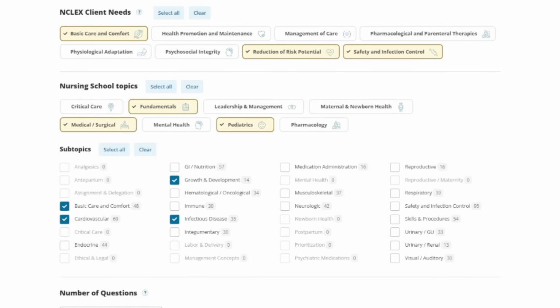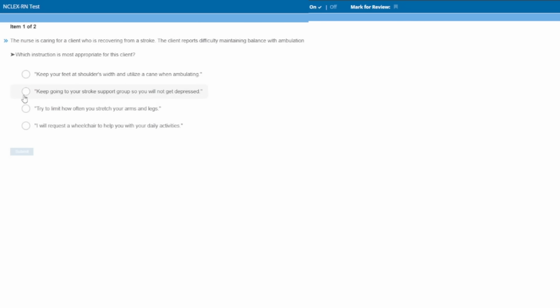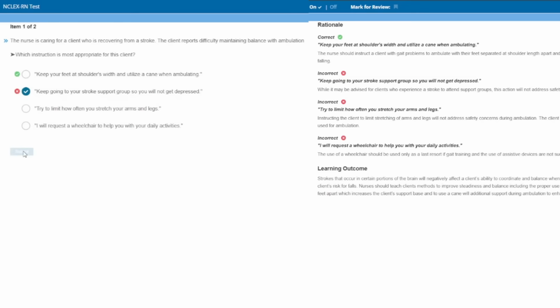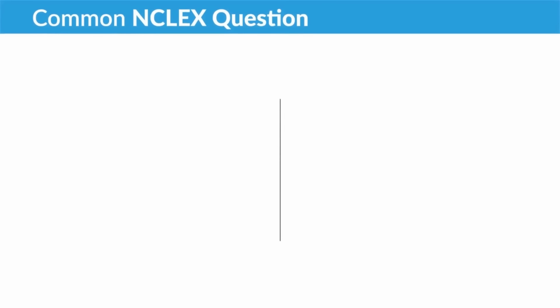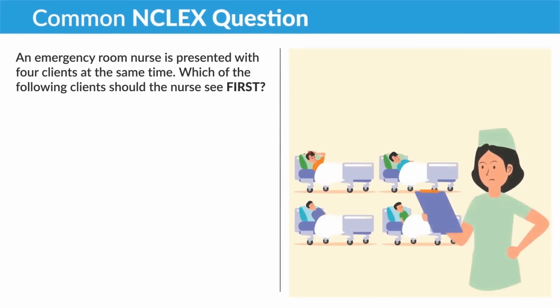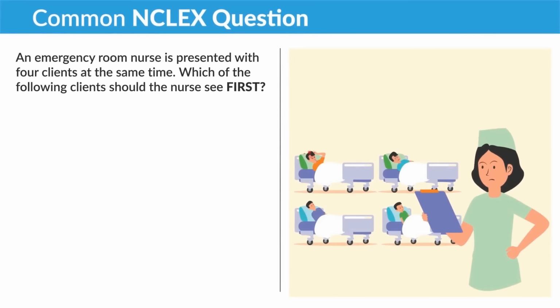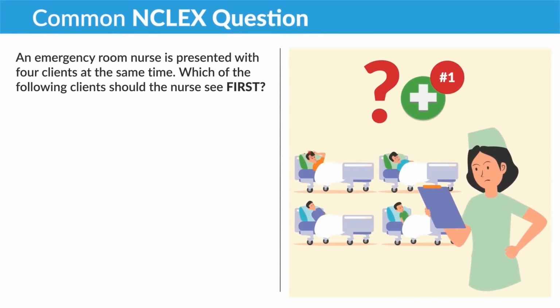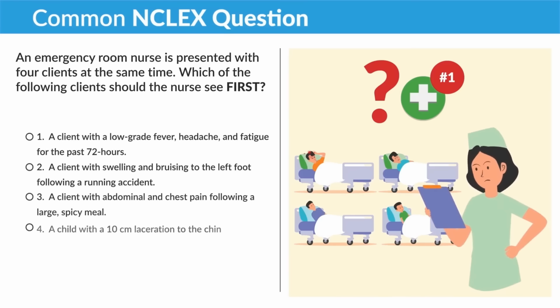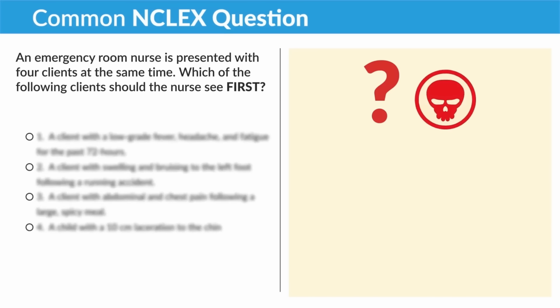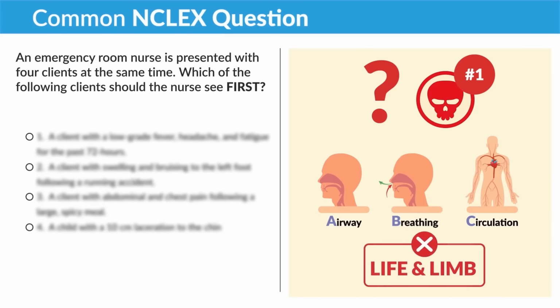Again, pulling from our massive pool of over 4,000 NCLEX questions, here's a common exam question. An emergency room nurse is presented with 4 clients at the same time. Oh my goodness. Which of the following clients should the nurse see first? Okay, now before looking at the options, always ask yourself, who dies first? So start with the ABCs, loss of life first, and then loss of limb.